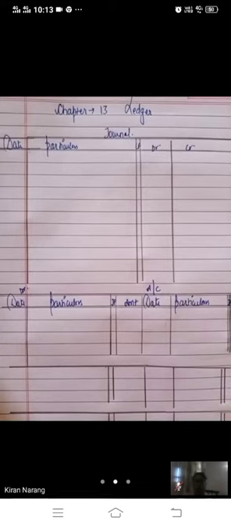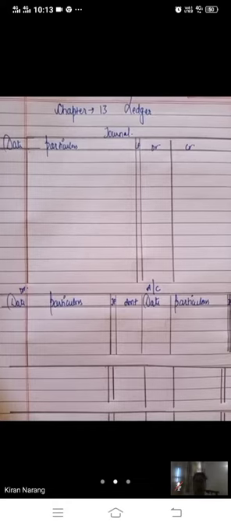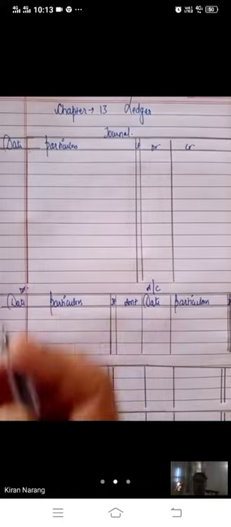Chapter number 13, ledger, we have started. First of all, we will write a few things in journal. Journal is a book in which we record each and every transaction date-wise, in chronological order. Date-wise, we record each and every transaction. I am taking certain examples.